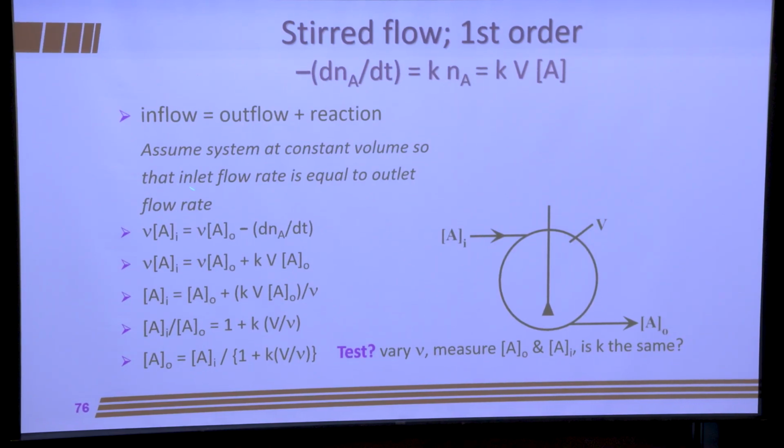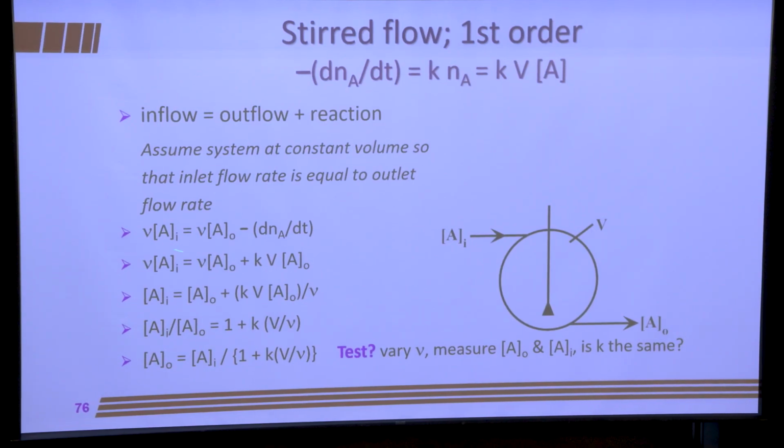So we assume the system is at constant volume so that the inlet flow rate is equal to the outlet flow rate. So we have the volumetric flow rate times the concentration of A at the inlet is equal to the volumetric flow rate times the concentration of A at the outlet plus reaction. So it's minus the change in the number of moles of A with respect to time. And so we have nu times A_inlet is equal to nu times A_outlet plus k times V times the concentration of A at the outlet.